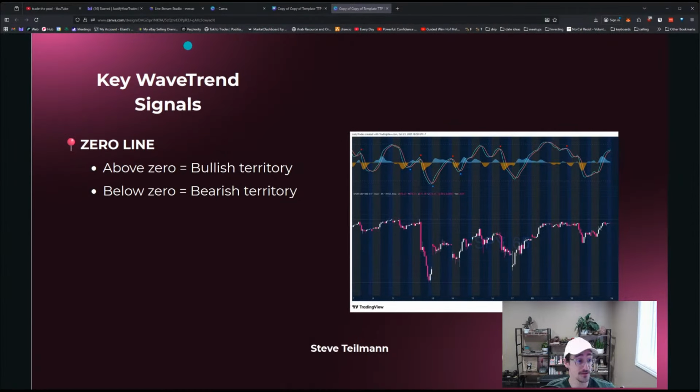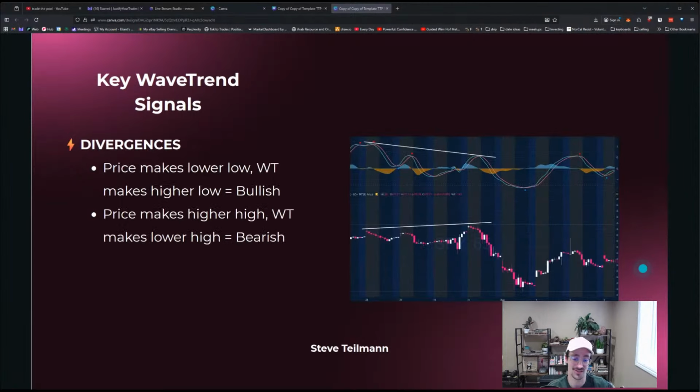So 0 line, good stuff there. It's pretty simple. Above 0, bullish. Below 0, bearish. You guys got this. That's why I love these indicators. They're simple. It's a lot easier to read this than some of the other ones, in my opinion.